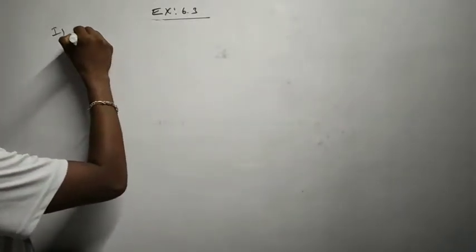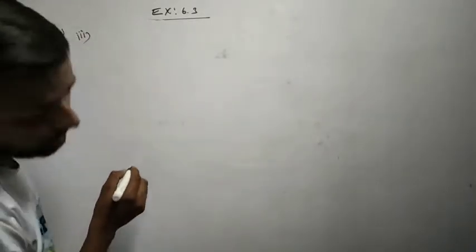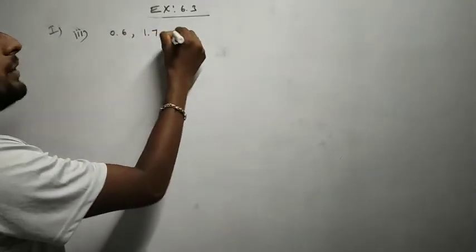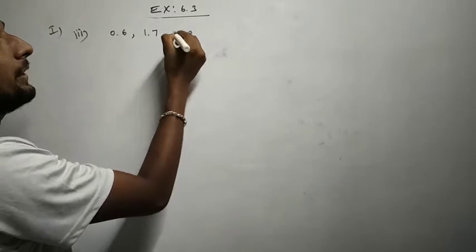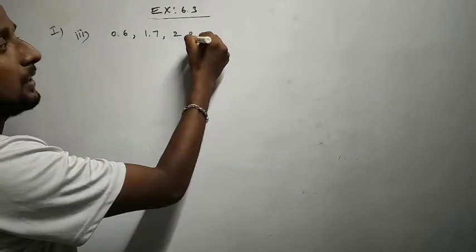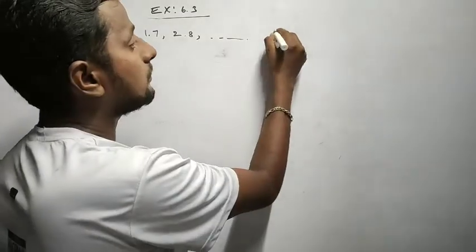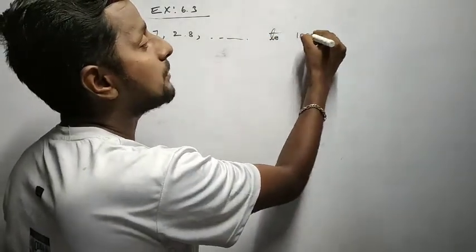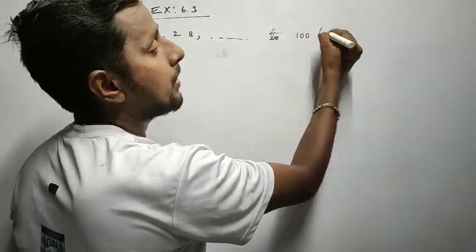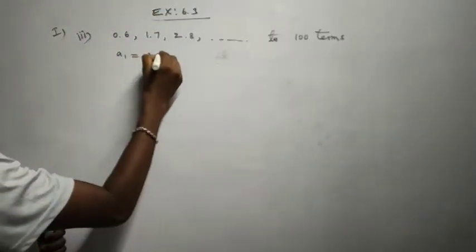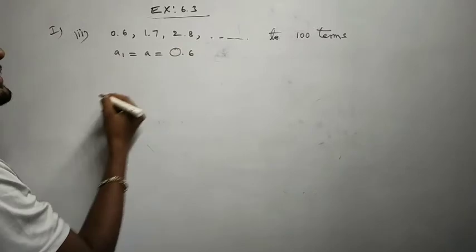Third problem, I think so. 0.6, 1.7, 2.8, and so on, 200 terms. A1, the first term, a value, that is 0.6.